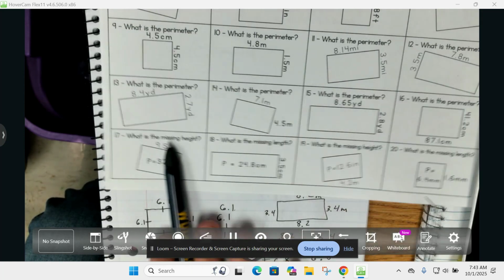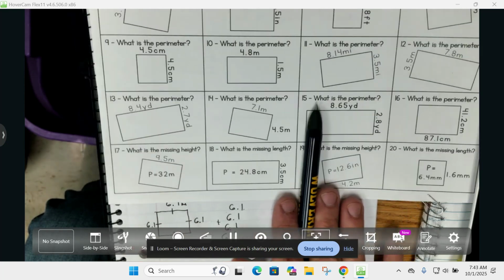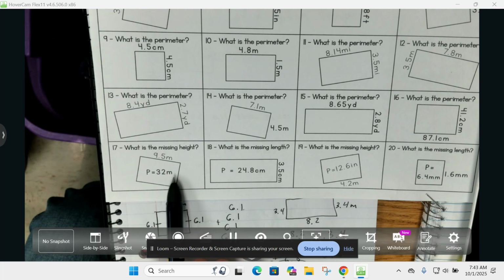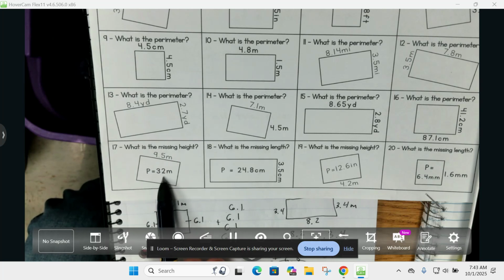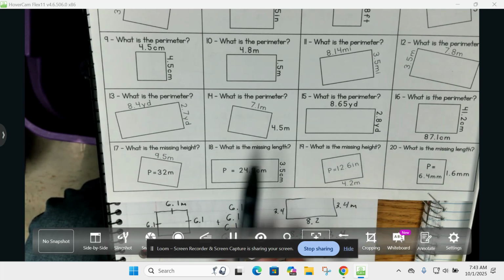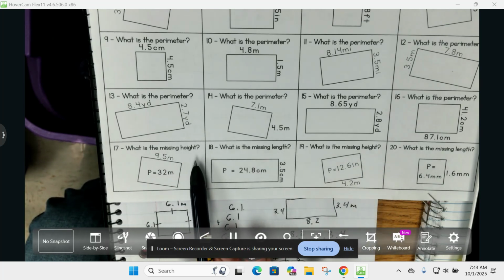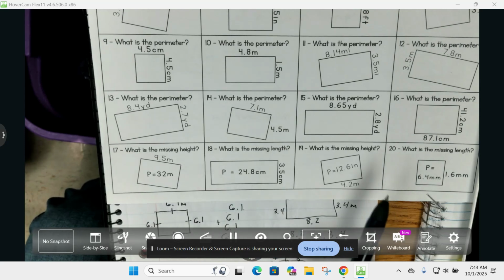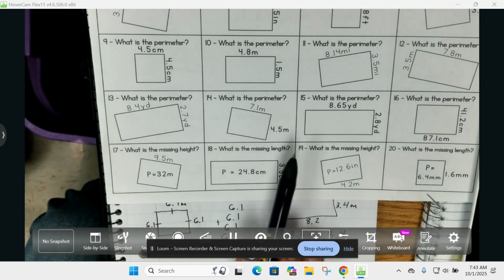Now down here, this says, what's the missing length? Okay? So like here, if this is 9.5 and the total is 32, you would have to find the missing length. So this one gets to be a little tricky. And if we aren't ready for that yet, that's okay. We just won't get to those four problems on our game, and that's completely okay. We'll see if we would get to those.